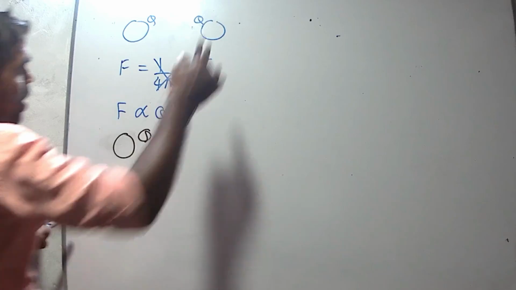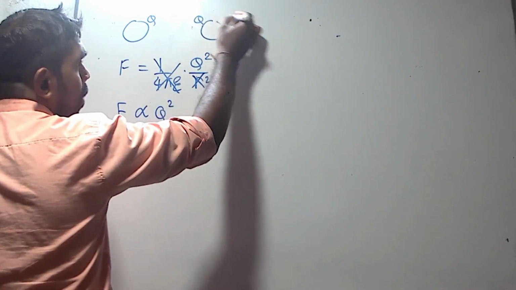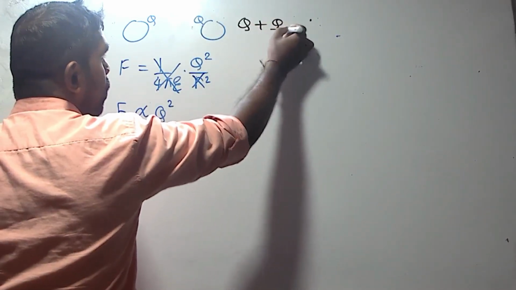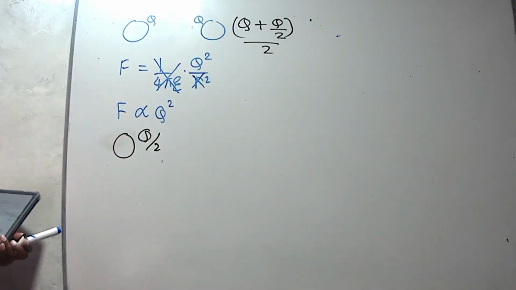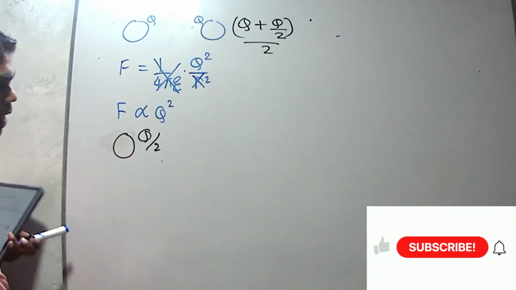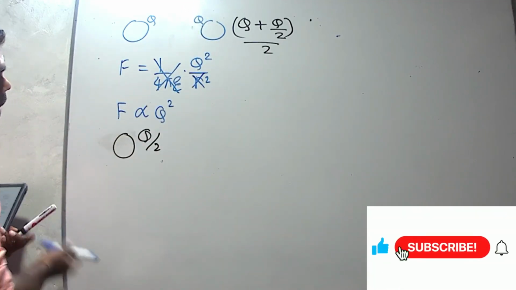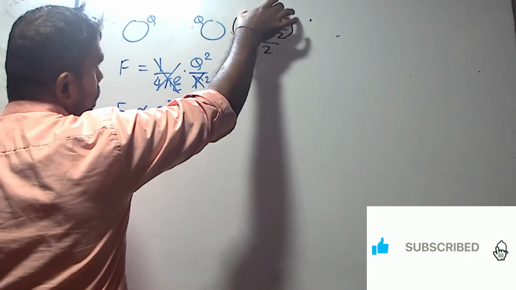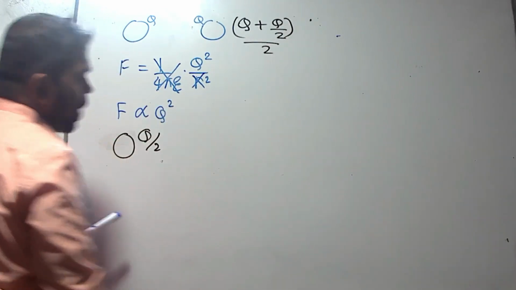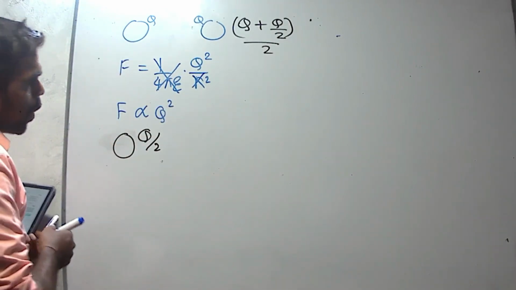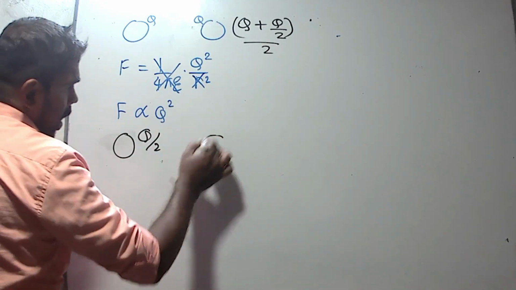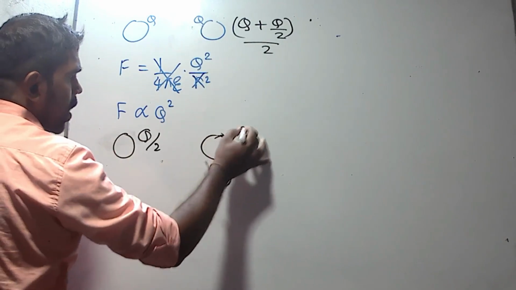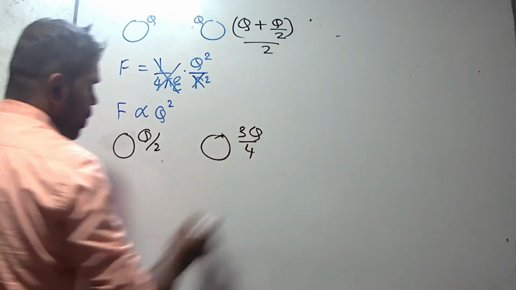After that, it is touching this one. Now it has a Q over 2 charge. This one divided by 2 is the net charge in this one after the contact. Then Q plus Q over 2, that is 3Q over 2, divided by 2 means 3Q over 4. The final charge of this object is 3Q over 4.